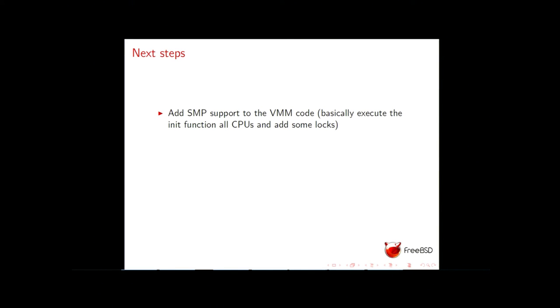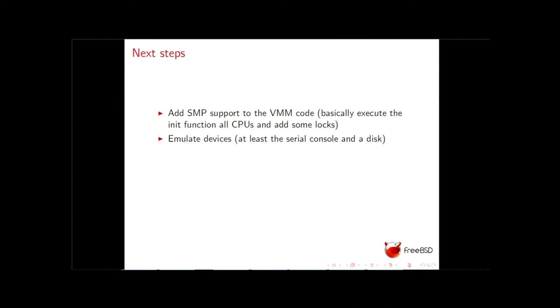What are the next steps in evolving bhyve on ARM? Add SMP support to the VMM code. Right now, all the code paths are written only for the first CPU, CPU 0. Basically, we need to add some instructions to get executed on the other CPUs synchronously, and also some locks. This wouldn't be hard, two weeks to one month of work.